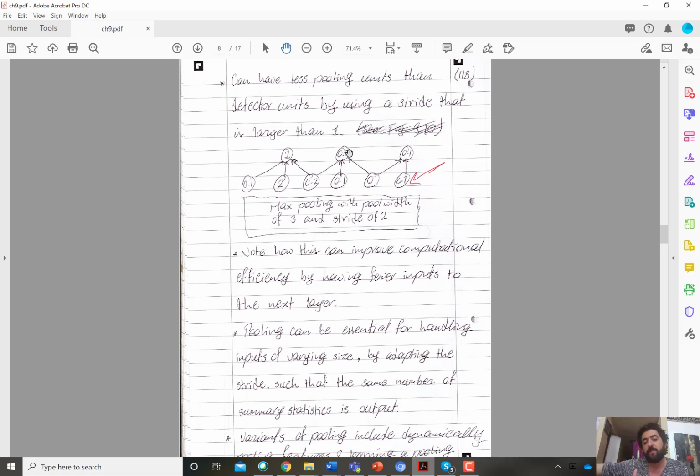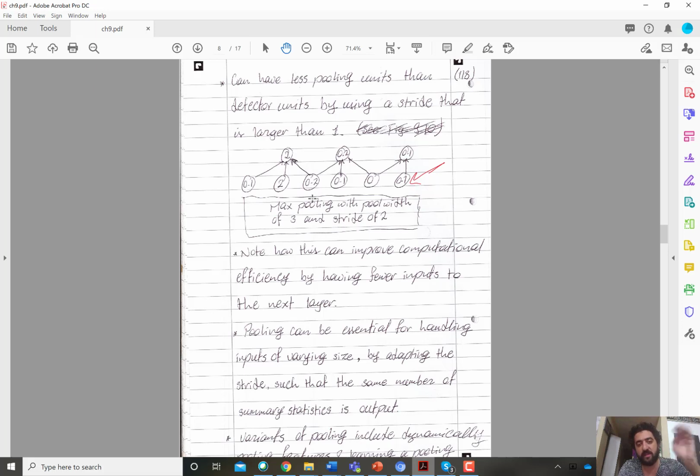That's one extreme. The other extreme is to have the stride equal 1, and that's as if you're not using a stride at all, right? So in that case, there will be a lot of overlap. In fact, there will be an overlap equal to the pool width minus 1. So if the pool width is 10, then there will be an overlap of 9 units between two adjacent pooling units. Usually pooling with a stride will strike a balance between these two.